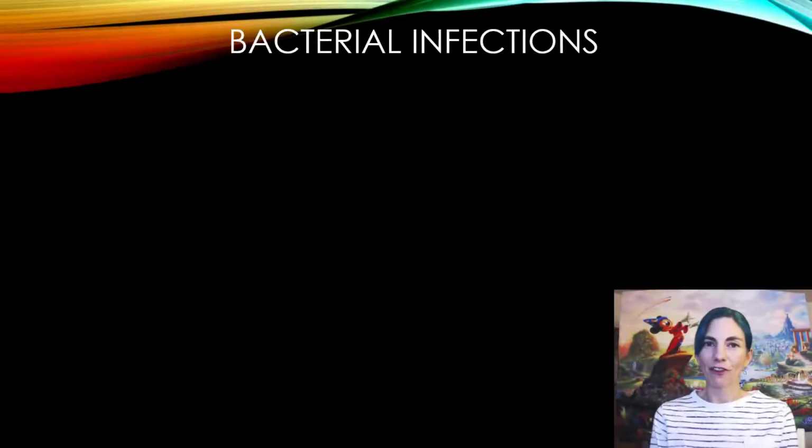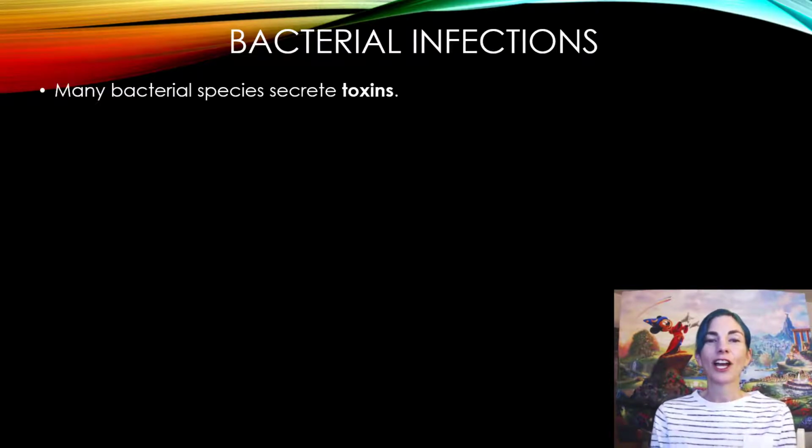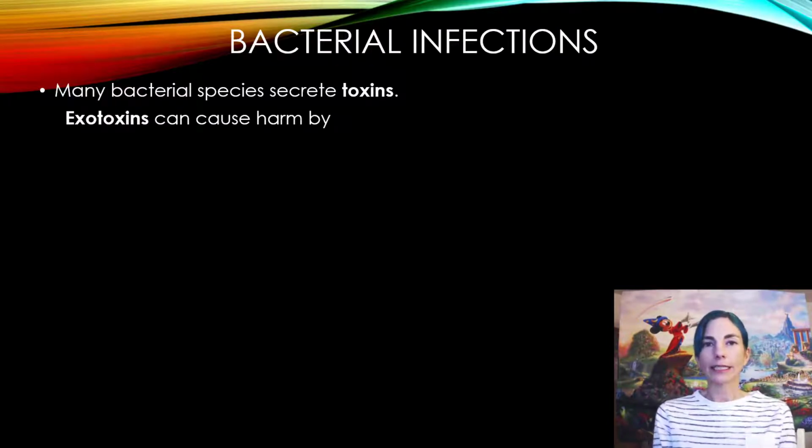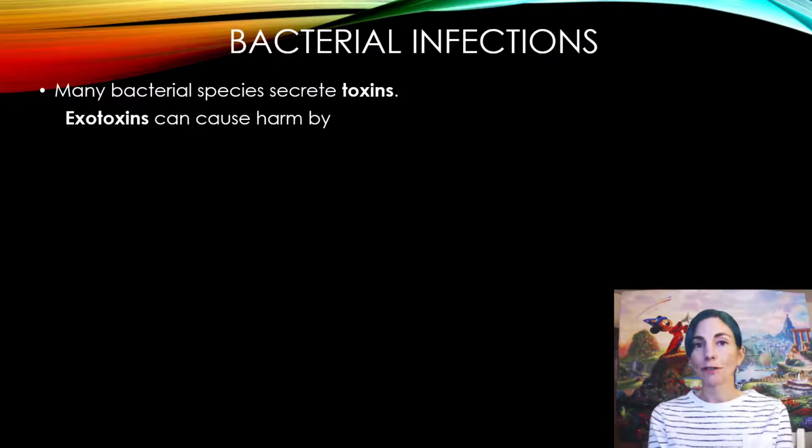So let's summarize different ways that bacterial infections can cause the symptoms of disease. So many bacterial species secrete toxins. In a prior lecture, we learned about the difference between endotoxins and exotoxins. Exotoxins are purposefully secreted, and exotoxins can cause harm to our bodies, usually by one of three ways. And these are not necessarily mutually exclusive. One toxin can have multiple effects, and moreover, certain bacteria can secrete more than one type of toxin.